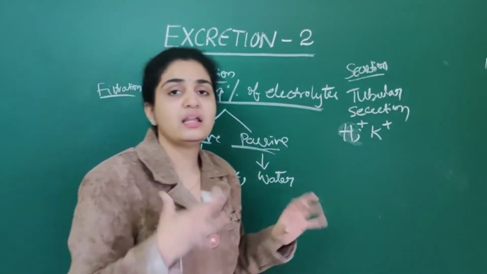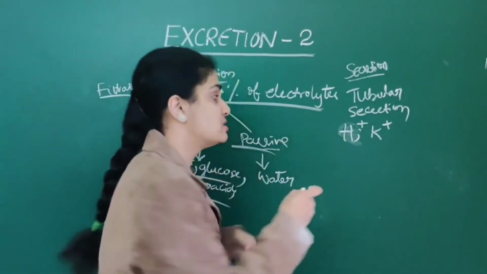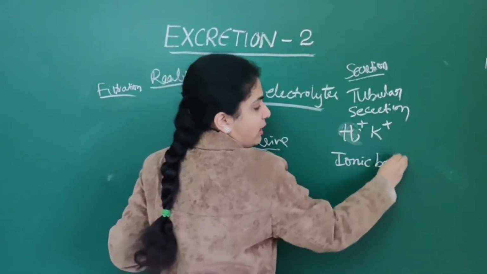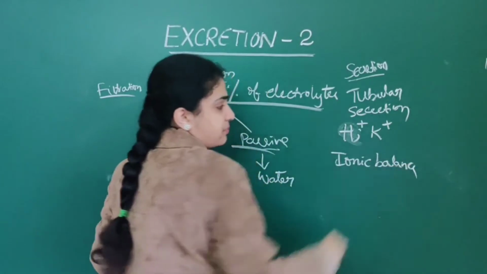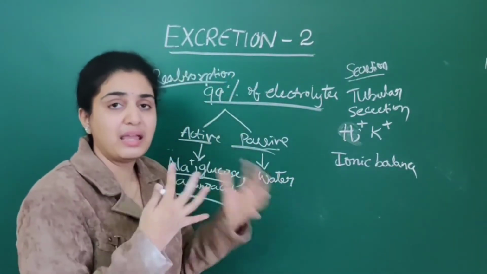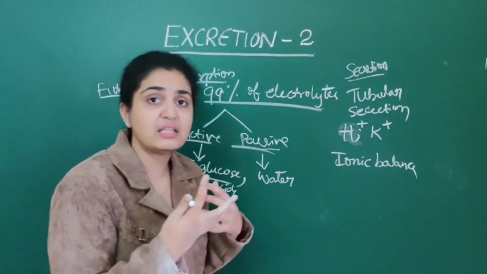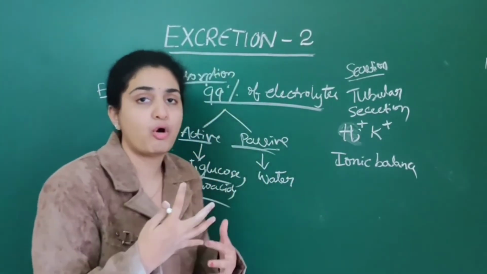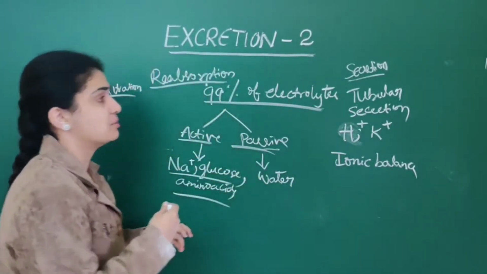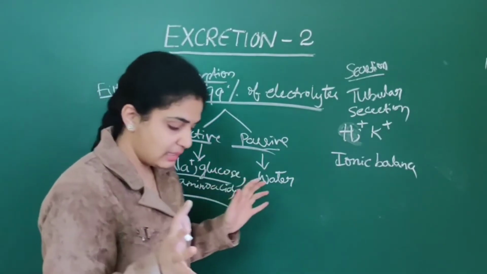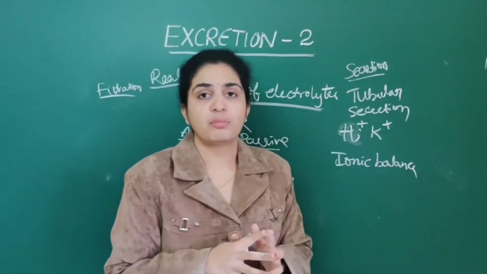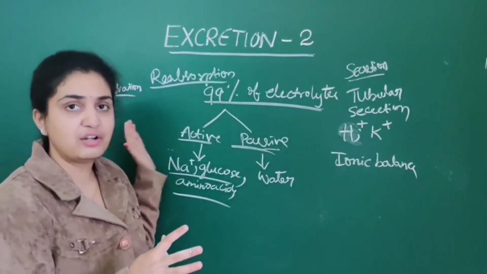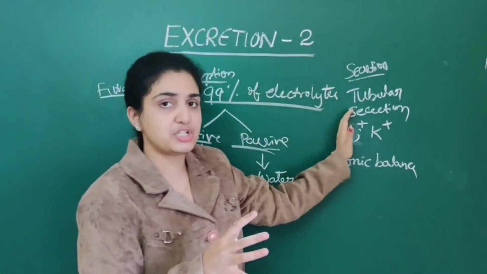This tubular secretion will help in maintenance of ionic balance in the body. It will play an important role in maintenance of pH as well as ionic balance in the body. So this is mainly about the urine formation. Urine formation will take place by 3 steps, that is filtration, reabsorption, secretion.